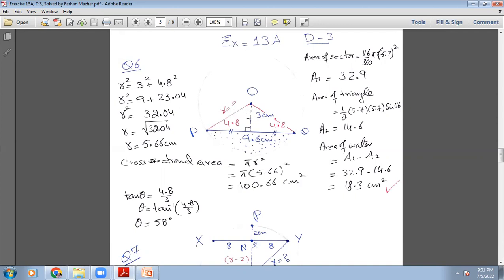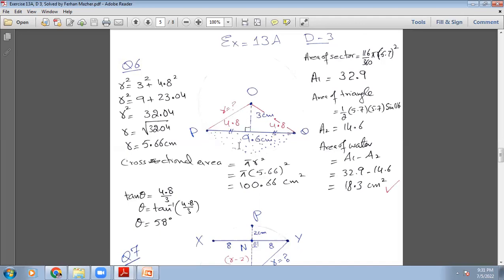I know the base, I know the perpendicular, so I can find this angle. Use tan theta is equal to 4.8 divided by 3. So theta will be tan inverse (4.8 divided by 3), and that theta will be 58 degrees. So this angle is 58. This angle will also be 58. So the angle between these two radii will be 2 times 58, and that will be 116.